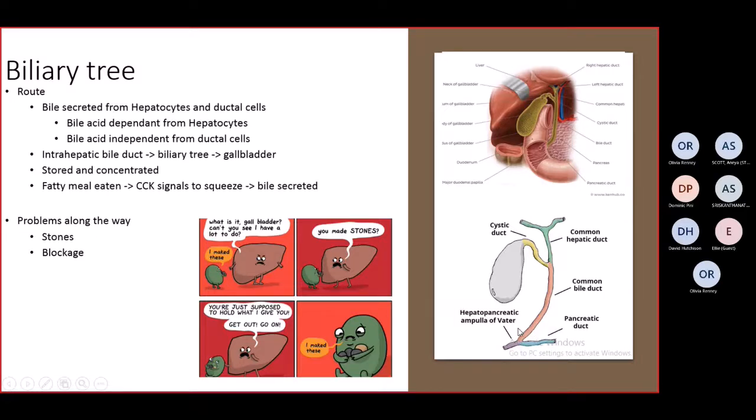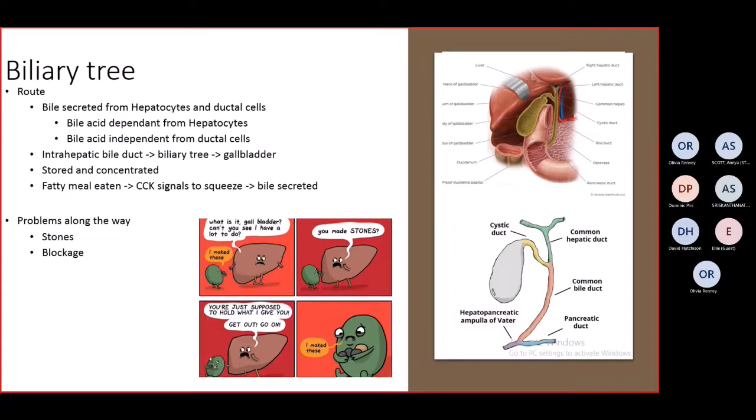That's going to come out through your ampulla of Vater. There's a little sphincter, and Don mentioned lots of sphincters in the body earlier, and one of them is your sphincter of Oddi, or Oddi, depending on how you pronounce it, which is then going to go into your duodenum.